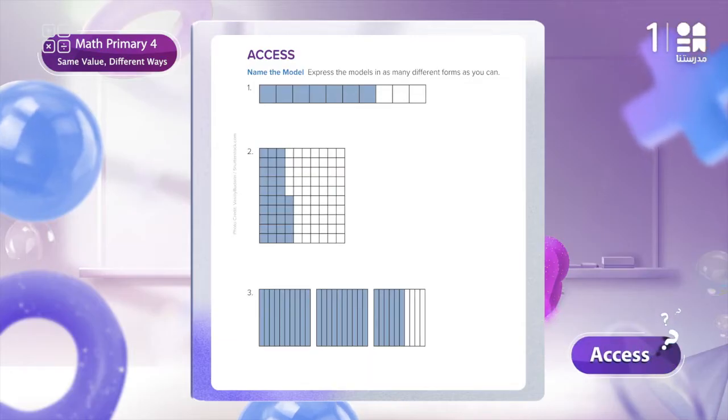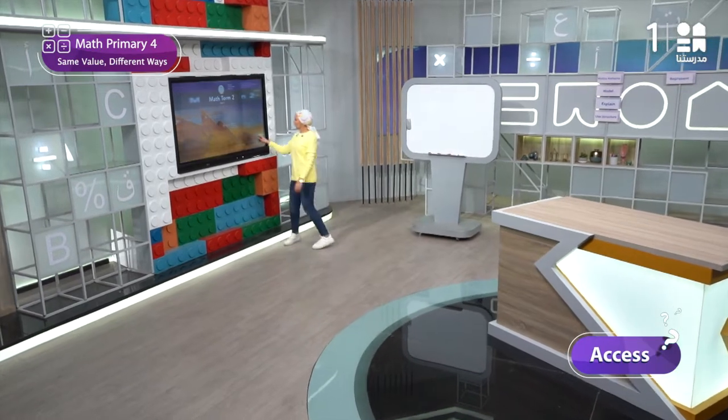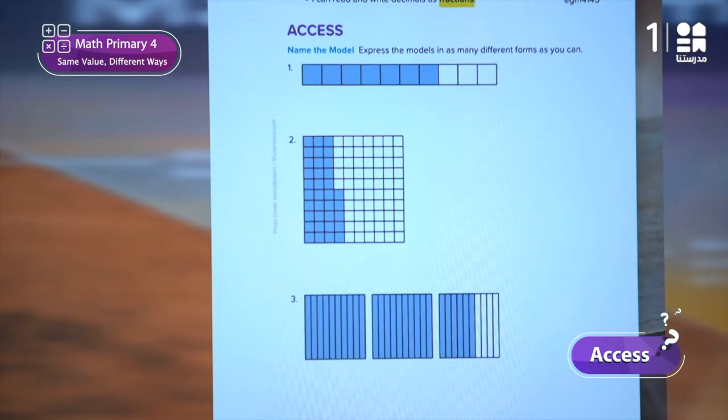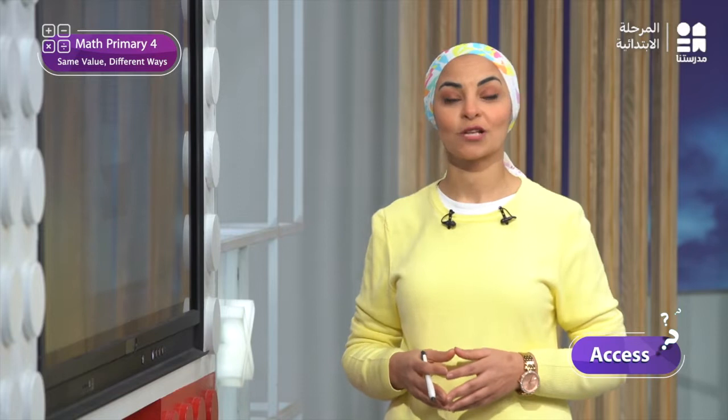We will start our lesson by reviewing. تعالوا نراجع بقى الأول the different forms of writing decimals in the next activity. Name the model. Now let's go to the access part in page 81. تعالوا كده نشوفها مع بعض. Okay, here in the access part, as you see here we have three models. عندنا three models ومطلوب مننا to express the models in as many different forms as we can. طيب, now take some time to solve the first model, then we will solve it and review the answers all together.